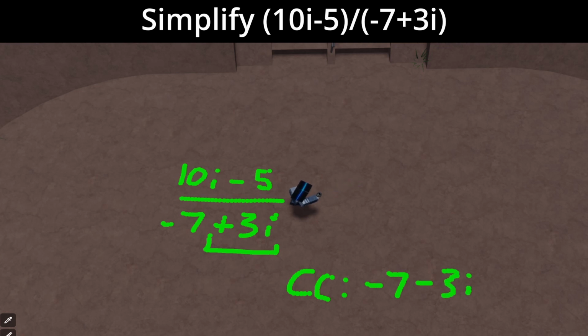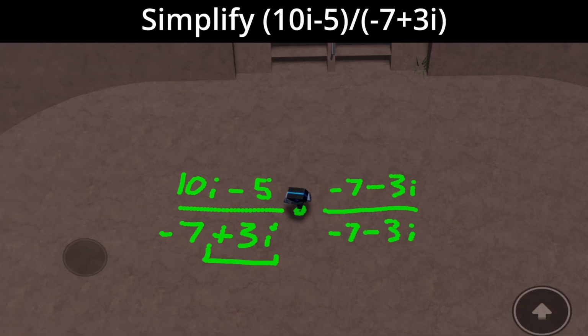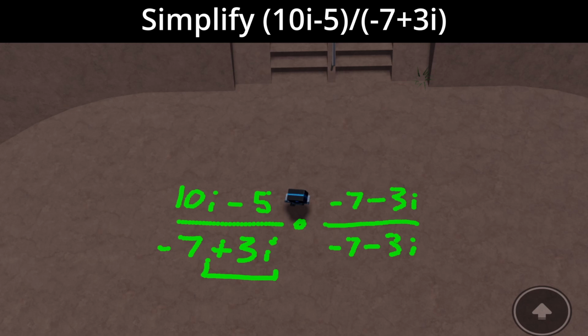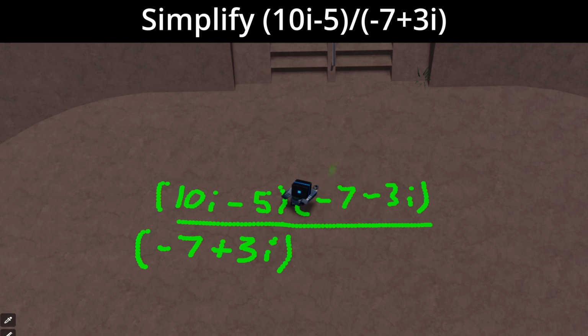And then what do you do with this complex conjugate number? What you need to do is multiply the numerator and the denominator by that complex conjugate. So we'll have 10i minus 5 times minus 7 minus 3i. And on the bottom, you'll have minus 7 minus 3i as well. So when we're multiplying fractions, you just put them together like so. So I'll have 10i minus 5 times minus 7 minus 3i. And then on the bottom, I'll have minus 7 plus 3i times minus 7 minus 3i.